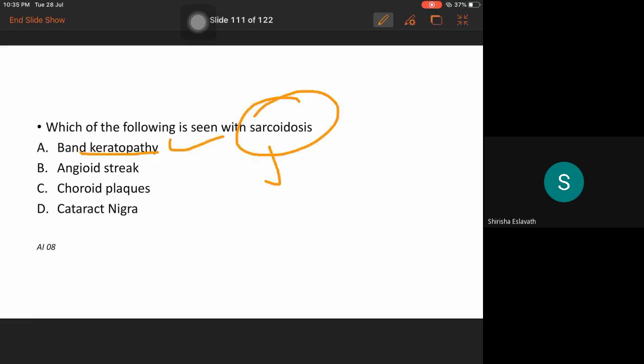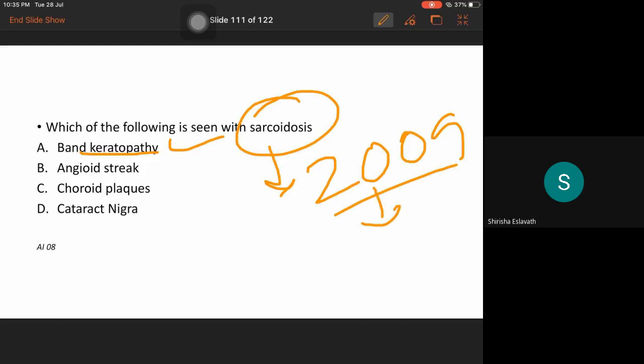Sarcoidosis causes panuveitis. I think in 2009, when I was preparing for my exam, they asked this question: sarcoidosis causes what type of uveitis, whether it is anterior uveitis, posterior uveitis, intermediate uveitis, or panuveitis. The answer is panuveitis. Whenever there is a chronic uveitis, that will cause band-shaped keratopathy. Angioid streaks, choroid plaques, cataract nigra are not seen in sarcoidosis.